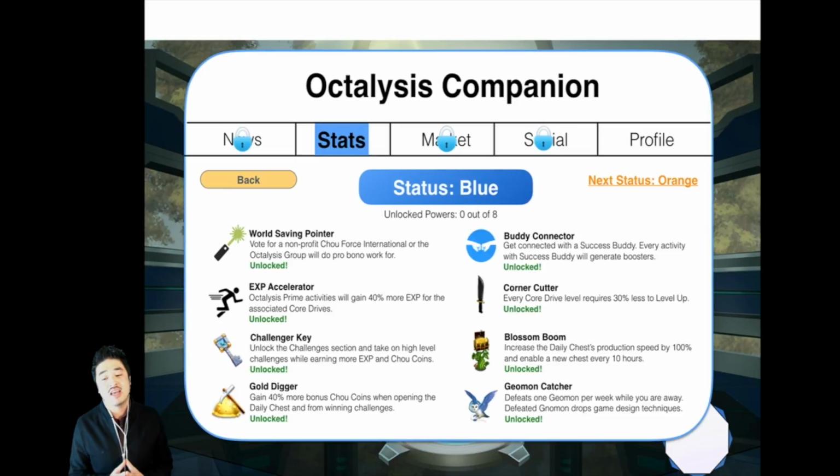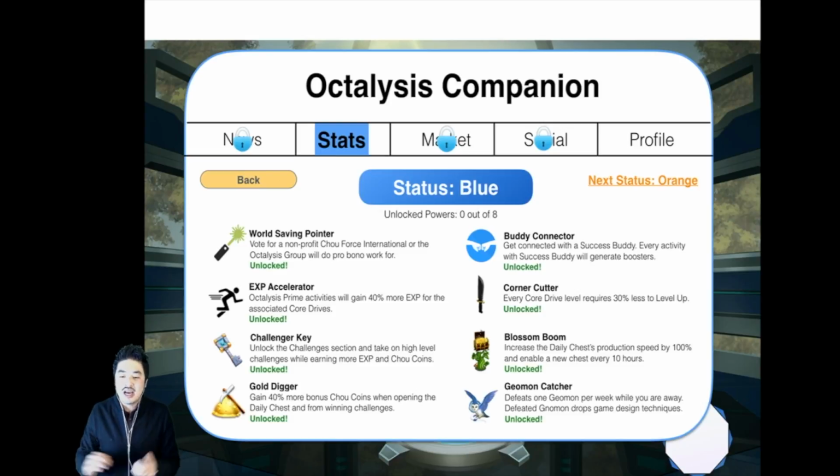If you reach level 10 in Scarcity and Impatience, Core Drive 6, you will get the Corner Cutter. And it says every Core Drive level requires 30% less to level up. So some people would think, oh, wait a second, that means if I get the EXP Accelerator, I get 40% more EXP. With the Corner Cutter, I require 30% less EXP to level up. These power-ups synergistically work together.